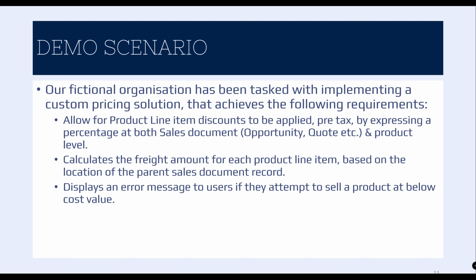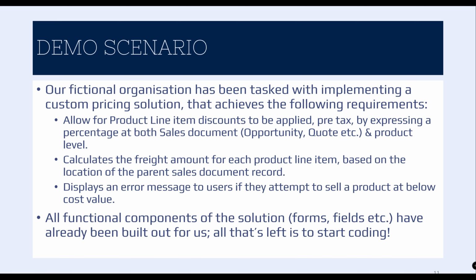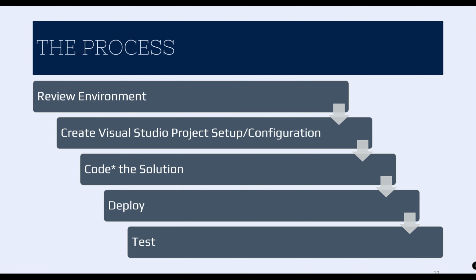And then finally, we want to display an error message to users if they attempt to sell a product that's below a particular cost value that we specified on our price list. So we're quite fortunate in that all of the functional components of the solution are ready to go, all the forms, the fields, custom entities, etc. So all we need to do is basically just start coding. And the broad outline process for that will look a little bit something like this.